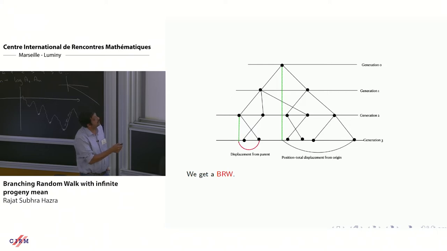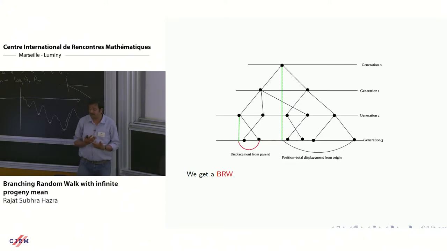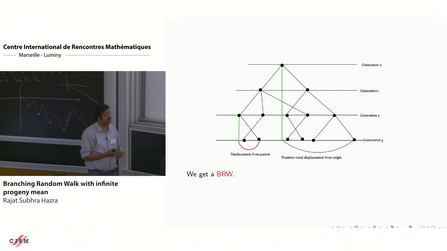I call these times generations, because as you can see, it gives you a tree structure, which will be like a Galton-Watson tree. So what do we have? We have a tree structure given by a Galton-Watson tree, and we have a collection of displacements for each of these particles. This system is thought of as a branching random walk.